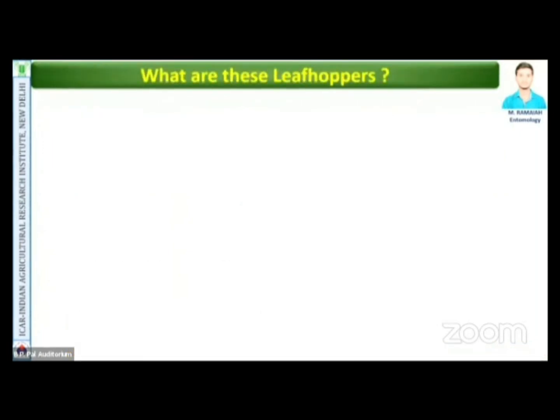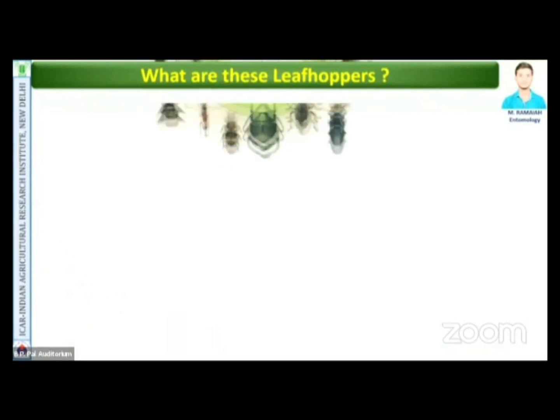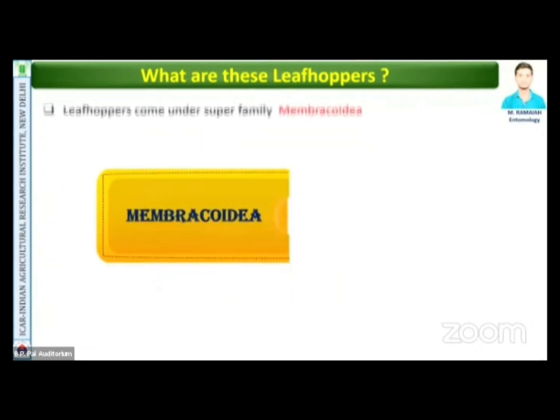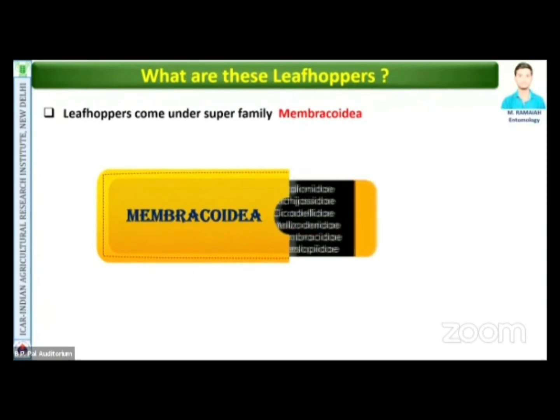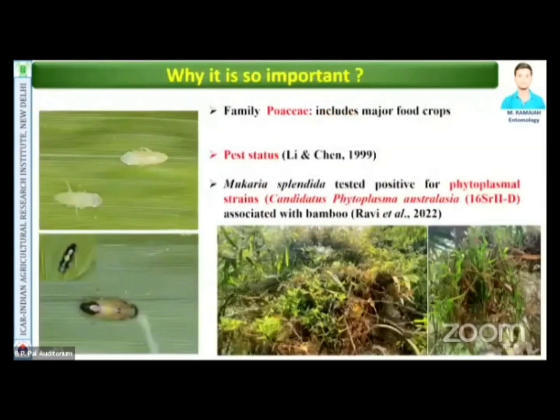So what are these leafhoppers? As we know, insects are the most abundant organisms on earth. Within the insects, Hemiptera makes up 11%. Within the Hemiptera, there is a large superfamily called Membracoidea, and Membracoidea has 6 families. Within that, Cicadellidae is one of the largest families, having more than 30,000 species.